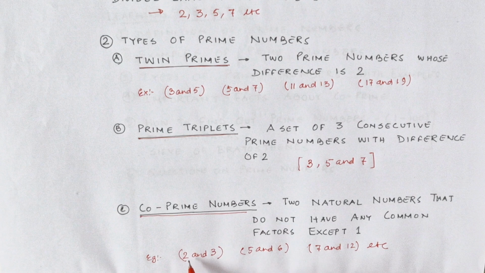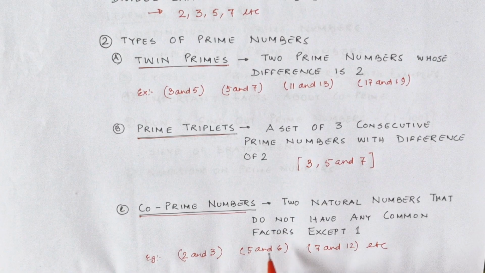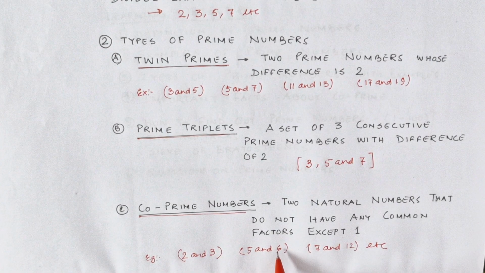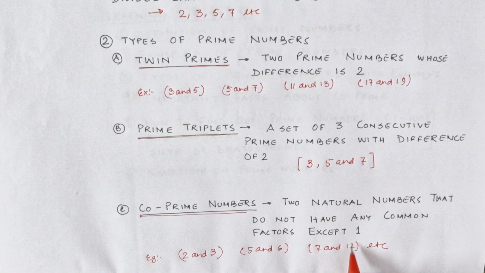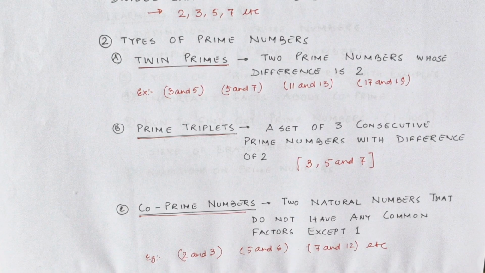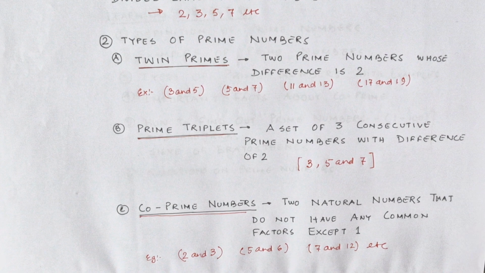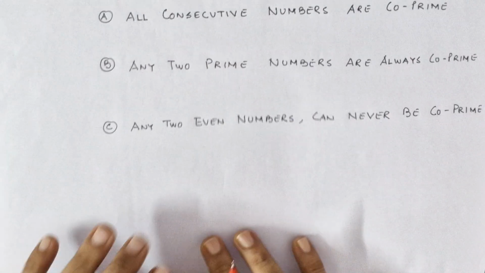If you find out the factors of 2 and 3, these are prime numbers. So there are no factors common between these two except 1. Similarly for 5 and 6, except 1. 7 and 12, if you work out the factors of 12 and 7, there will be only one common factor between these two. So this set of numbers are known as co-prime numbers. Now there are certain facts about co-prime numbers. Let's come one by one and it will give you a much clearer idea about co-prime numbers.